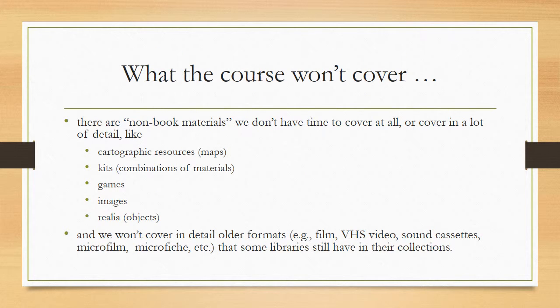There are lots of non-book materials we don't have time to cover, or cover in a lot of detail, like maps, kits, games, images including photographs and digital imagery, and realia, which are three-dimensional objects. And we won't be able to cover in detail all the older formats that some libraries have in their collections, like film, VHS video, sound cassettes, etc., although we'll look at how to do those.